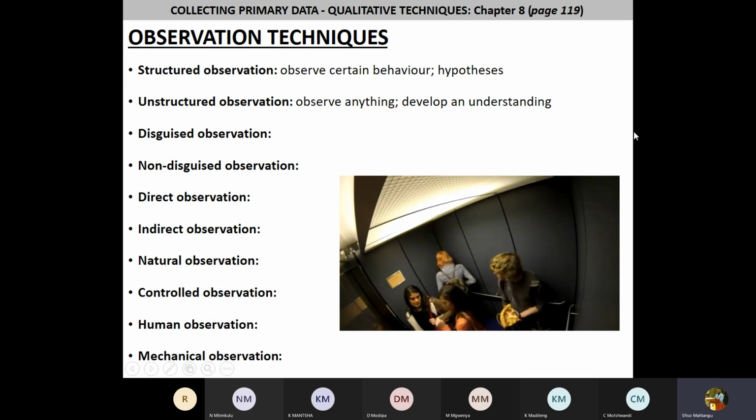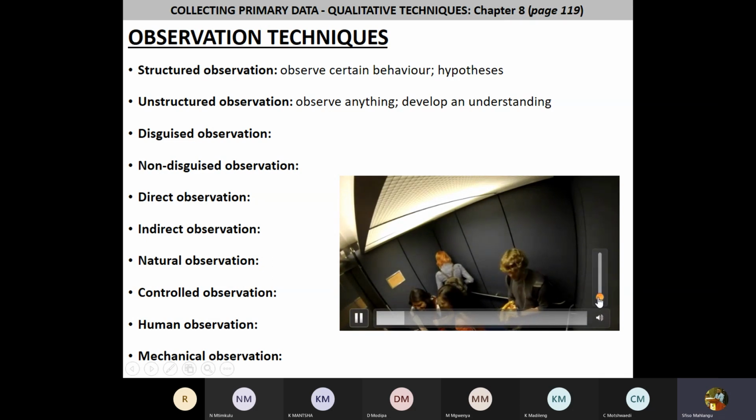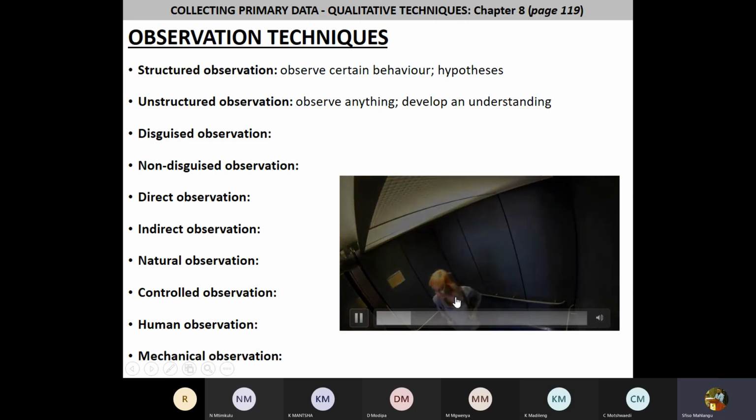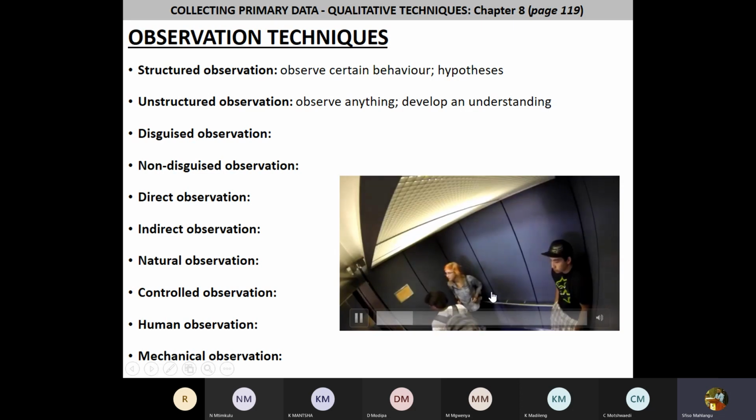So this was a research project, ladies and gentlemen. What was happening here, we wanted to observe the behavior of respondents in an elevator. You will see with that lady there, she's looking at the back. No one cares about her. No one asks any questions. And then that's what we can write down.